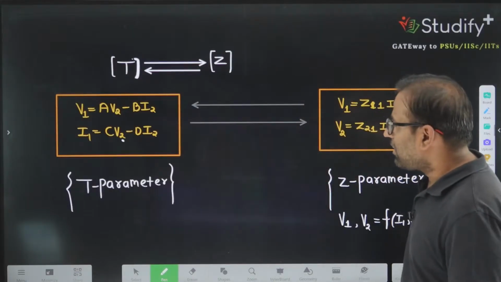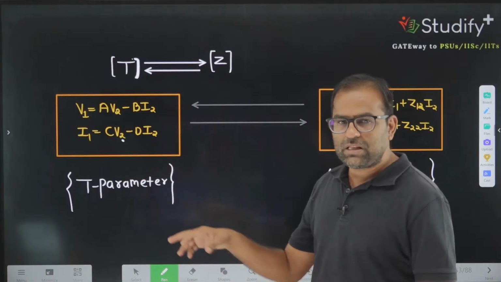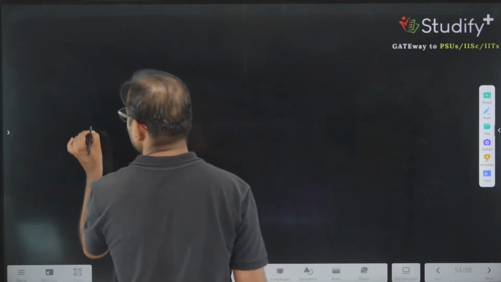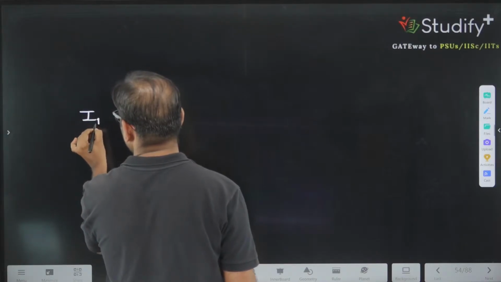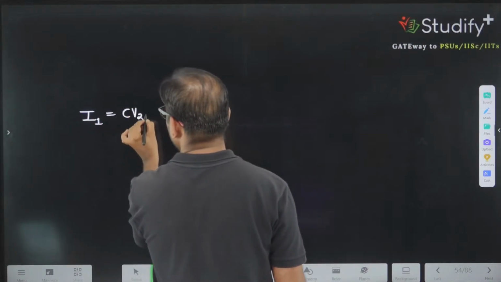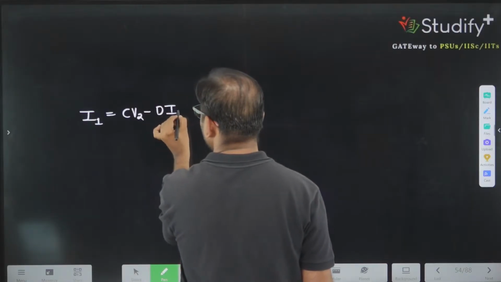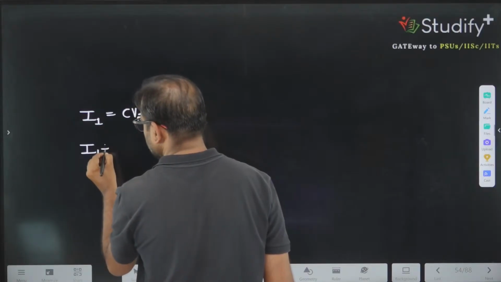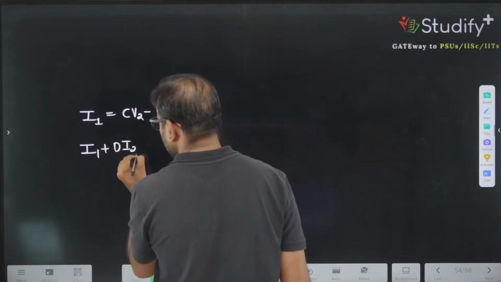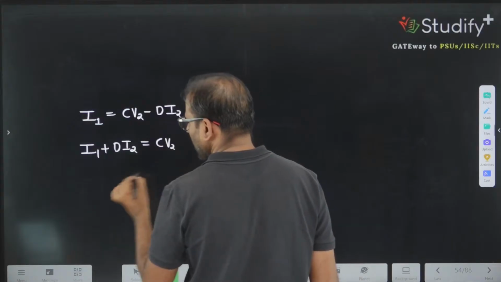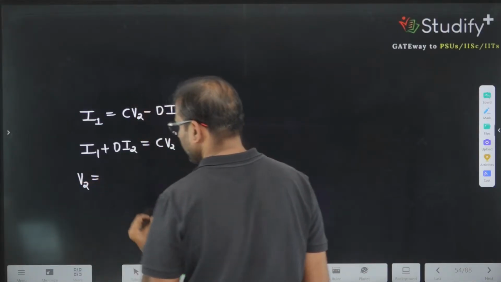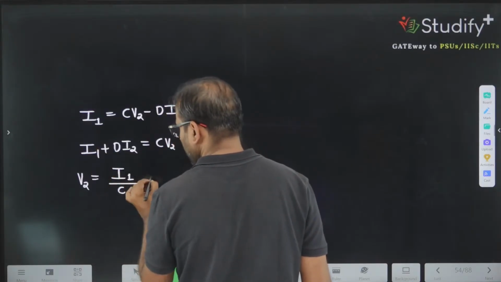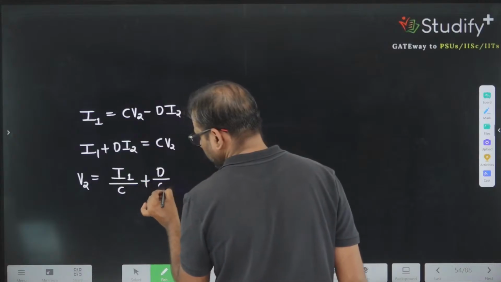So what is the value of V2? When you look at this equation, V2 can be represented as a linear combination of I1 and I2. So let me write the second equation. I1 is equivalent to CV2 minus DI2, and when I add this I1 plus DI2, this is equivalent to CV2, or you can say V2 is equivalent to I1 divided by C plus D by C times I2.